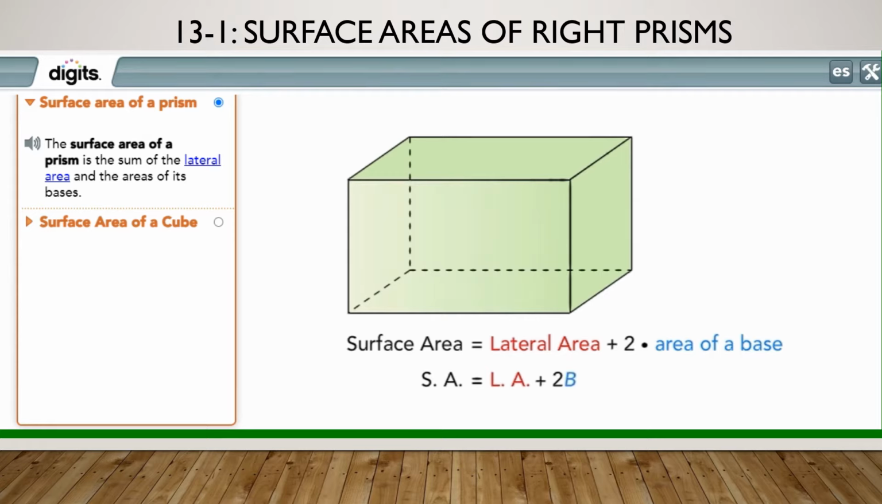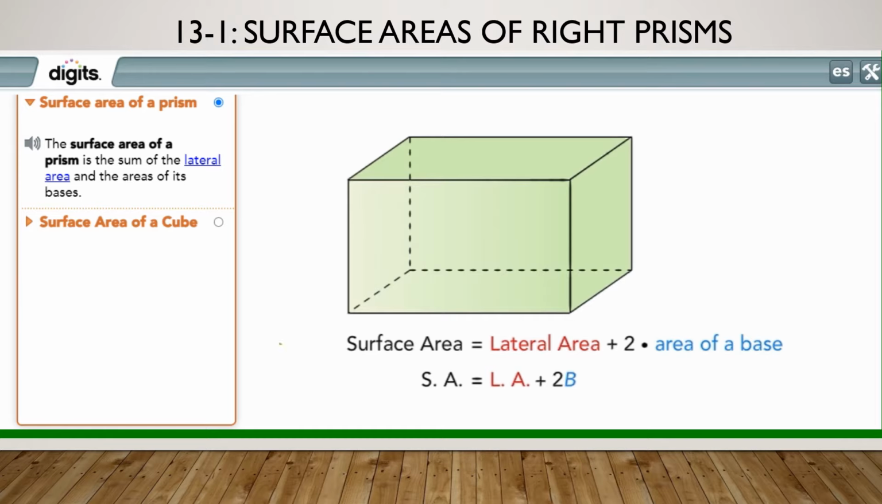All right, I want you to think, why are we multiplying the area of the base by 2? Well, that answer is simple. In prisms, you have 2 bases. So let's just consider this our base. So this is base 1, and this is the second base. So if you find the area of one base, you just multiply by 2, and then it will give you the area of both of those.